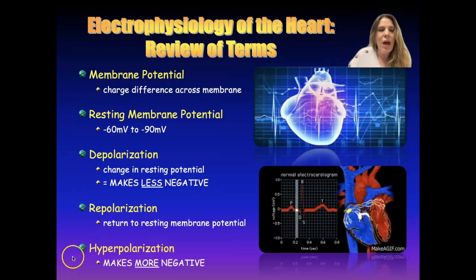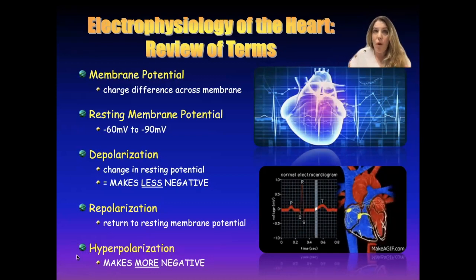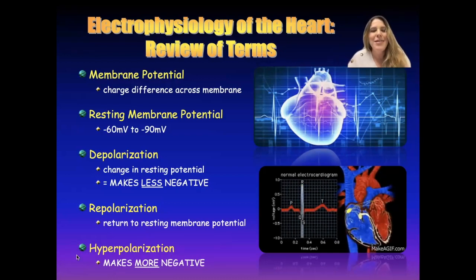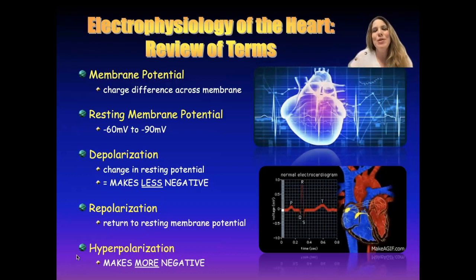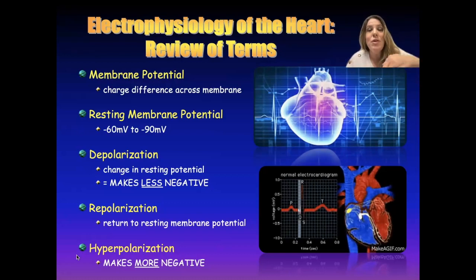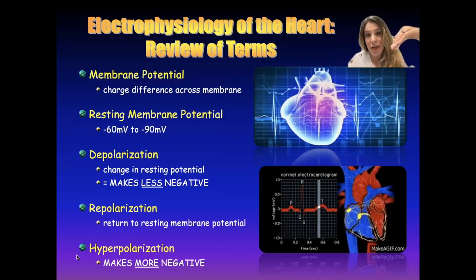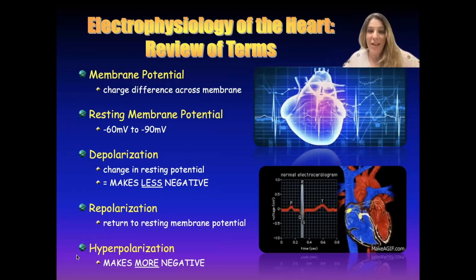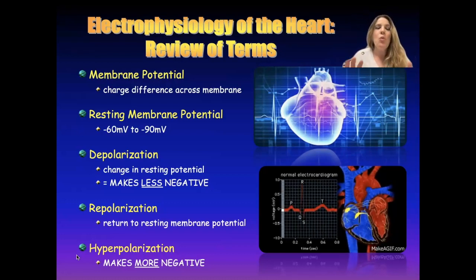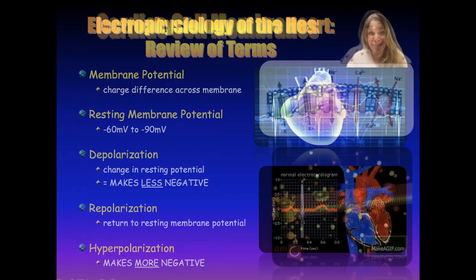And finally, hyperpolarization. So hyper means like more than or above, like lots. And so if in a state of hyperpolarization, you're going to go even more negative than what we call threshold level is. So it's just going to go negative and then more negative. That's hyperpolarization. So we're going to apply these terms to the electrical conduction in the heart.